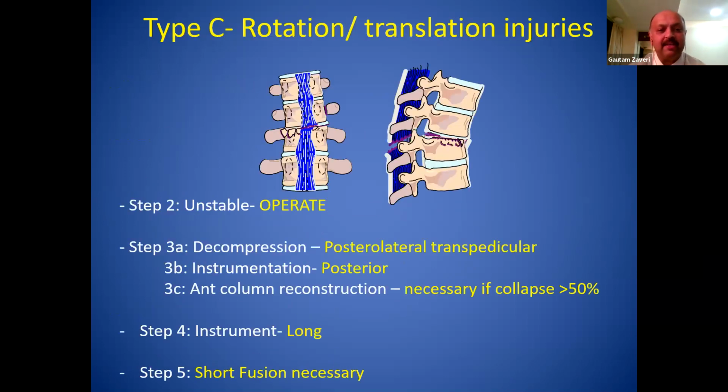So remember this, type C are rotational or translational injuries. They are unstable because the posterior ligamentous complex is disrupted, so you must always operate. Decompression is posterolateral transpedicular, instrumentation is posterior, and anterior column reconstruction is necessary if collapse of the vertebral body is more than 50%. In these injuries, always instrument long, and fusion is done at the level of the ligament injury.